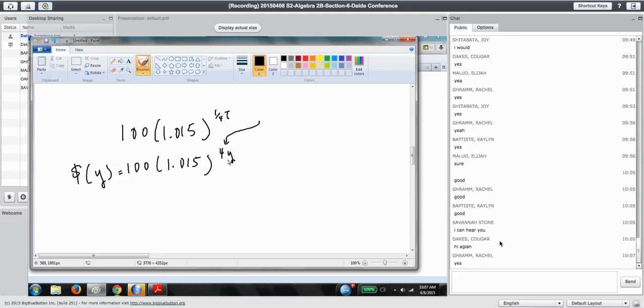Because if it's 2 years, that means it's 4 times every year, so that would be 8 times in 2 years. So really, this is the number of times compounded, and this is the years, or the time that it's relevant.